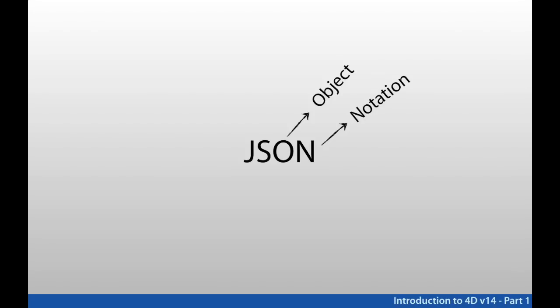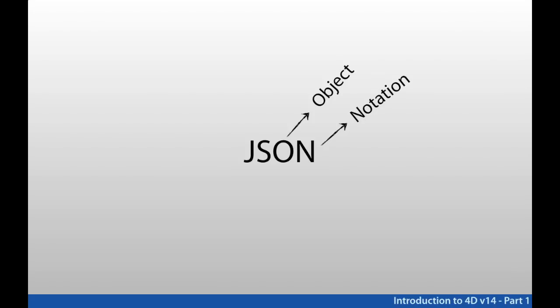So like a good developer, even our 4D engineers are like good developers, and rather than reinvent the wheel, we stole something, we discovered a solution that had already been created to solve this problem. So the problem is data interchange over HTTP. That's what JSON was created for. Now you might say, well, that's what XML is for, and that's true.